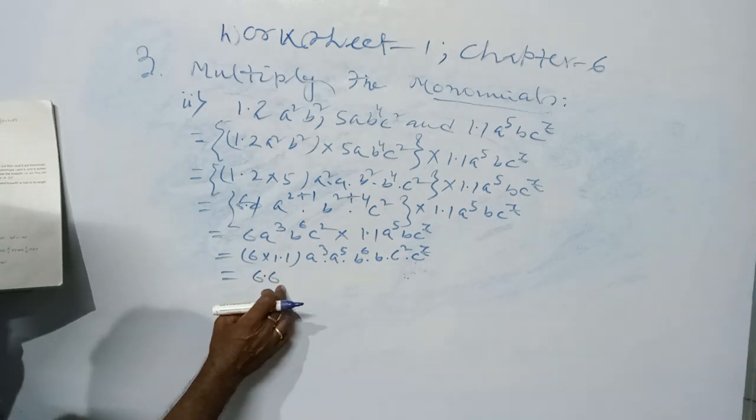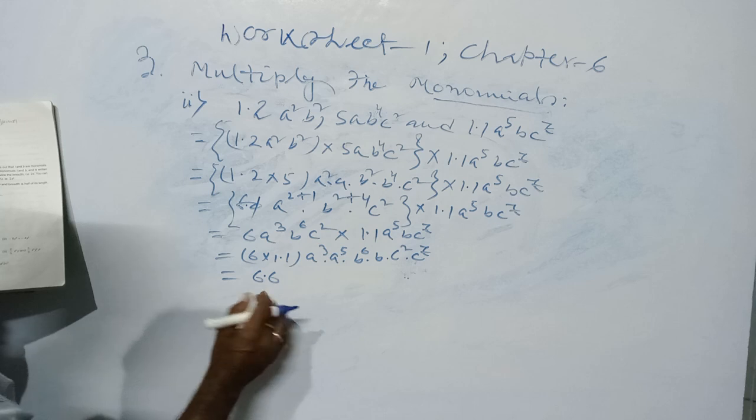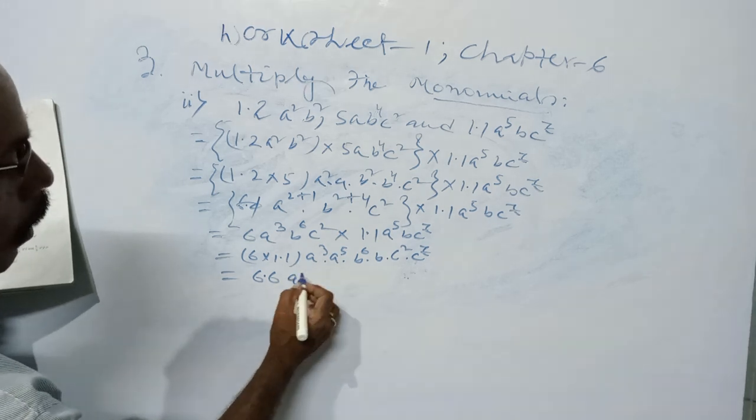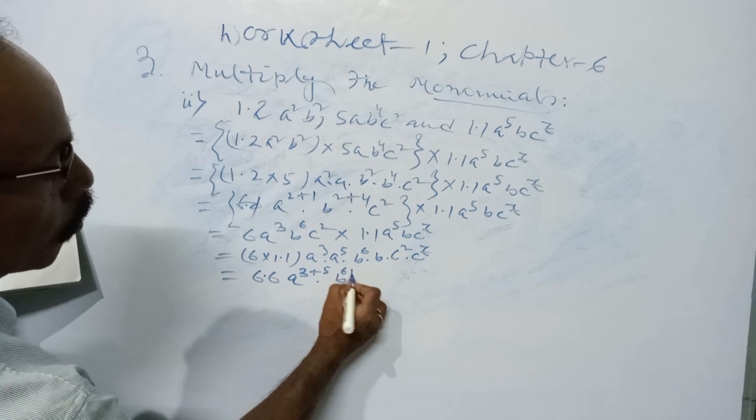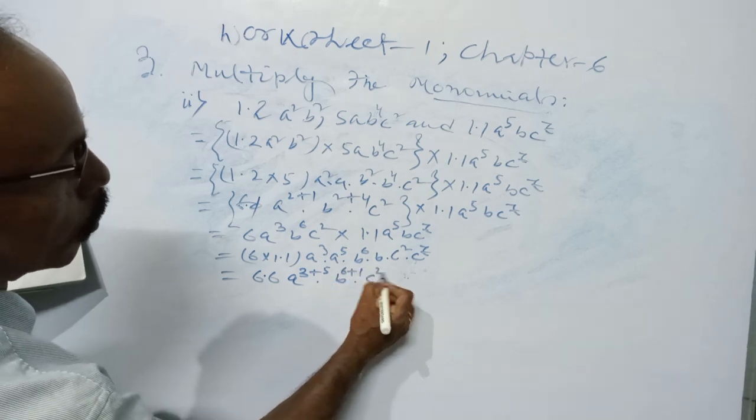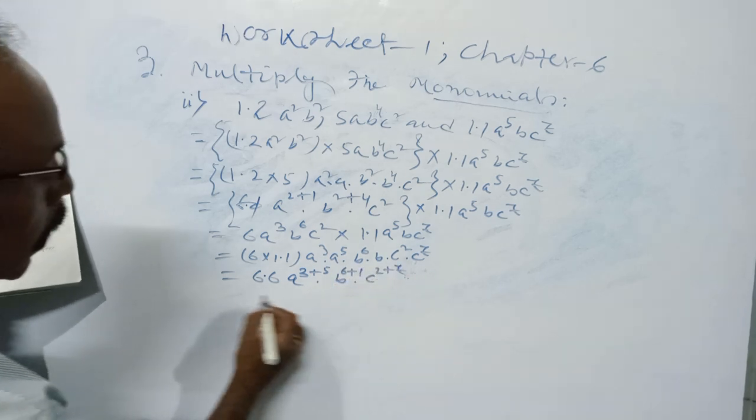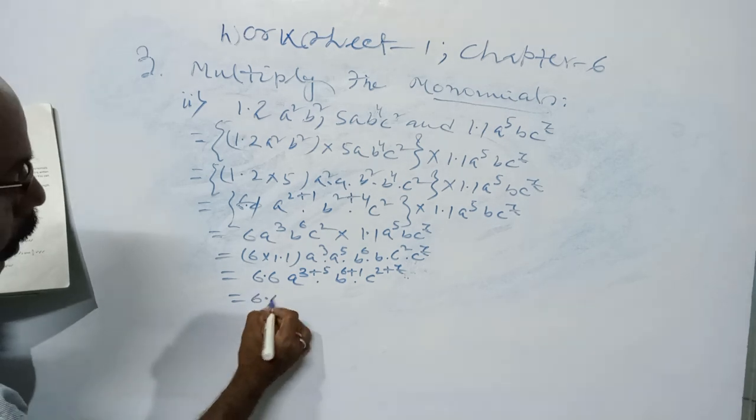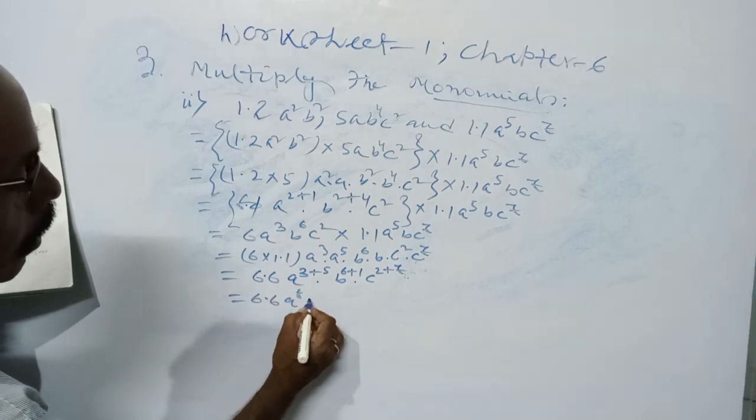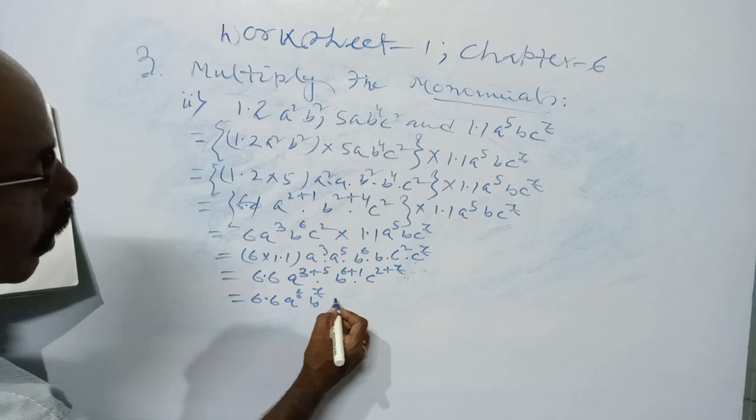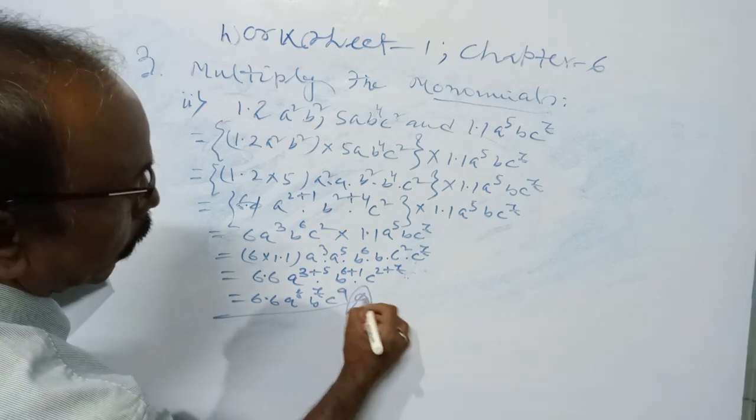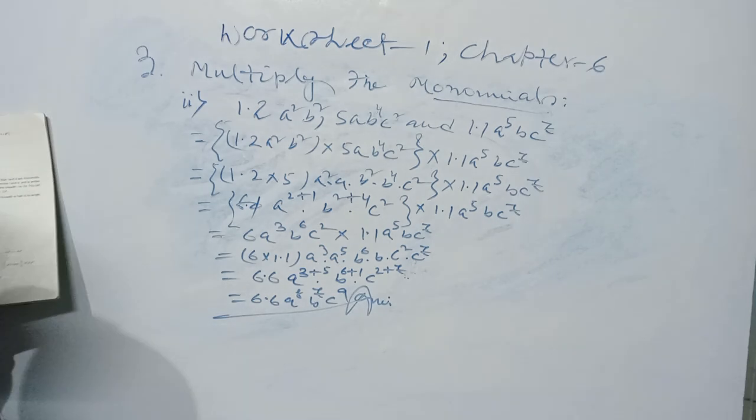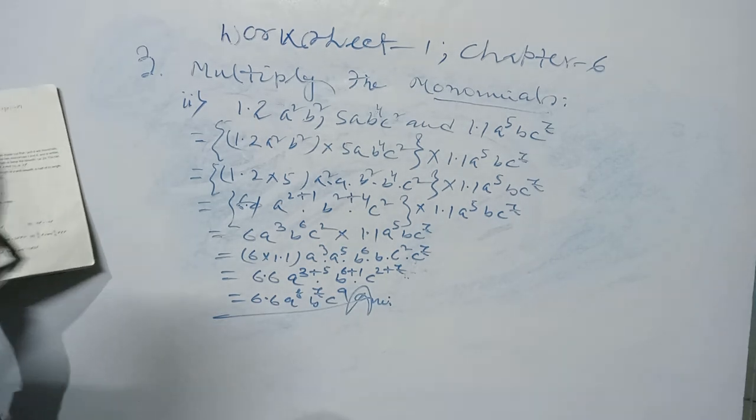After one digit the decimal point will come, then a to the power 3 plus 5, b to the power 6 plus 1, and c to the power 2 plus 7 is equal to 6.6 a to the power 8 b to the power 7 c to the power 9. This will be the required answer. Am I clear? Next.